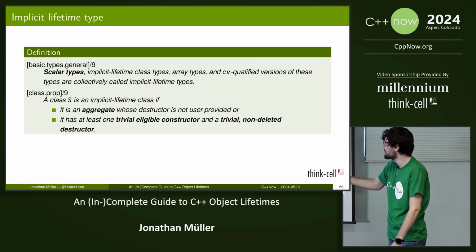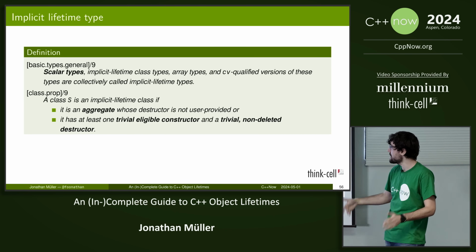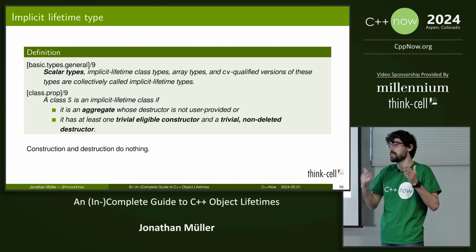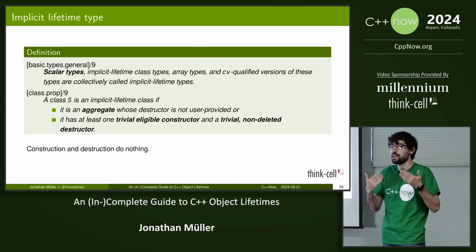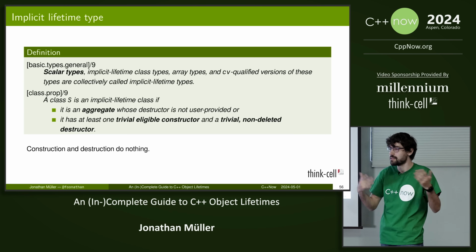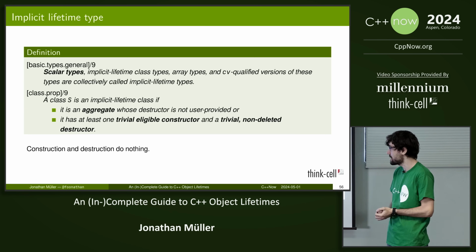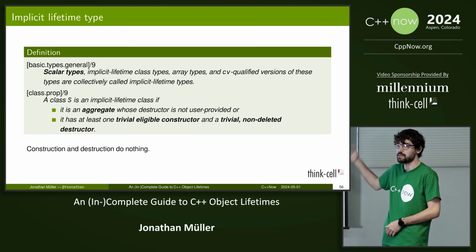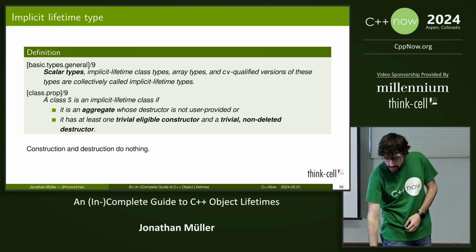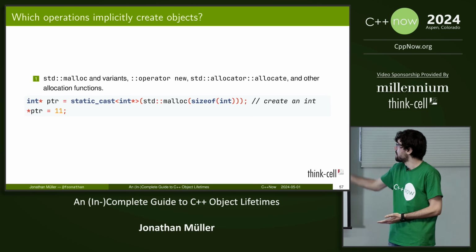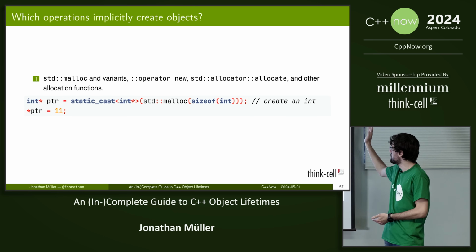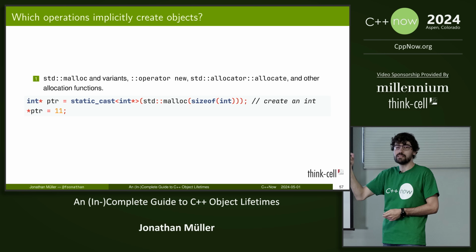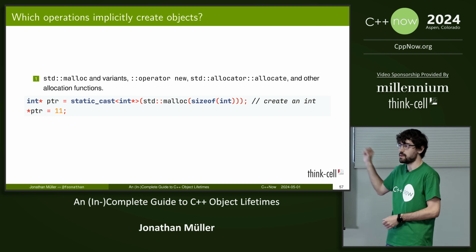So the requirement is that it needs to be an implicit lifetime type. This is the formal definition, but essentially the constructor and destructor need to do nothing, right? If they have side effects, the compiler cannot just silently ensure that those side effects happen. But for example, an int, a trivial type, all of those are implicit lifetime types. So what operations implicitly create objects? Malloc, variants of operator new, allocate, and other allocation functions. So this code is fine because malloc implicitly creates an int to make this well-formed.